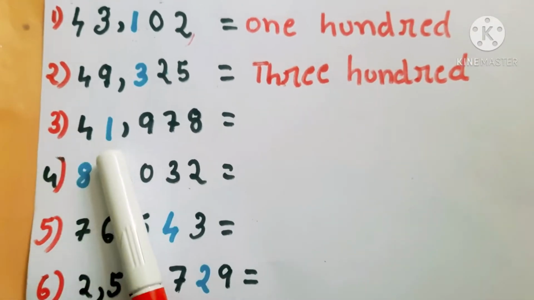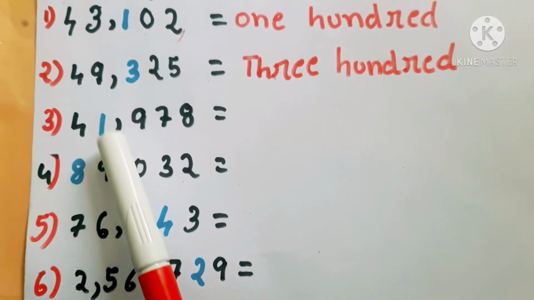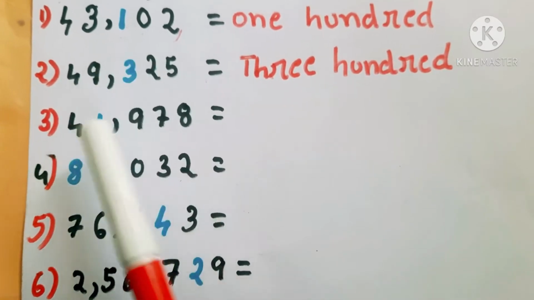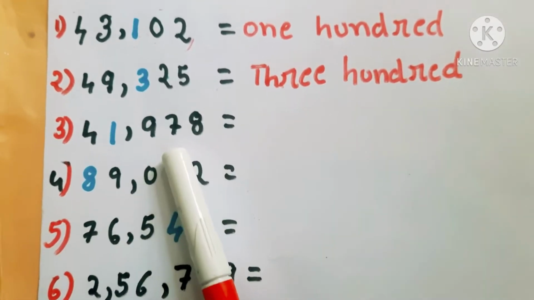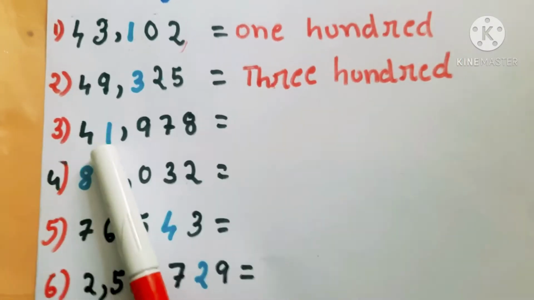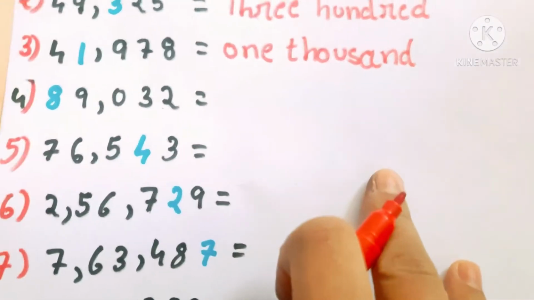So 41,978. In that, thousands place is here, you have the blue color one. So let's count ones, tens, hundreds, thousands. So 1,000. So let's go to the next one.